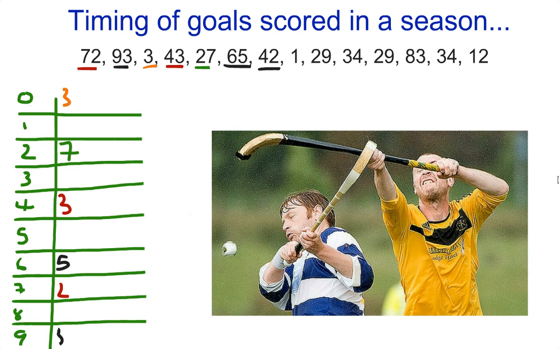42. Now we've already got the 4 there. We've already got 43, so we need to put the little 2 afterwards. Don't worry about the colours, I'm just showing the colours so that you can see that I've marked them off. This one's a number 1, so it should go there. And then we've got 29, so 2 and 9. 34, 34, 29 again, so 2 and 9, so 29. 83, 8 and 3 is 83. 3 and 4 is 34.